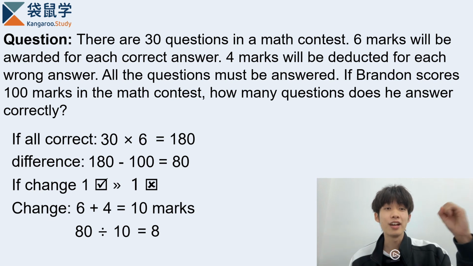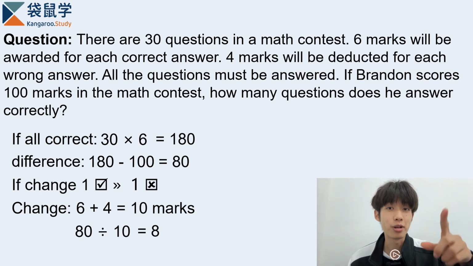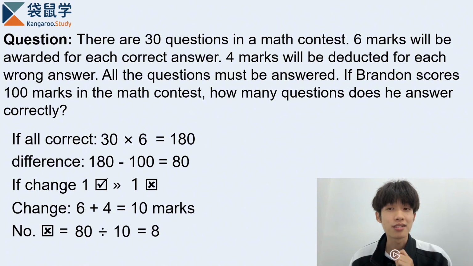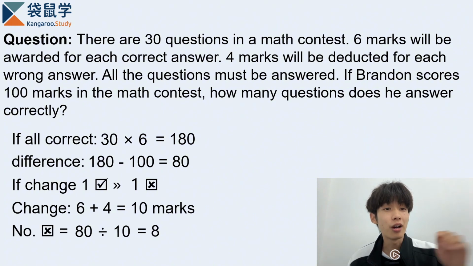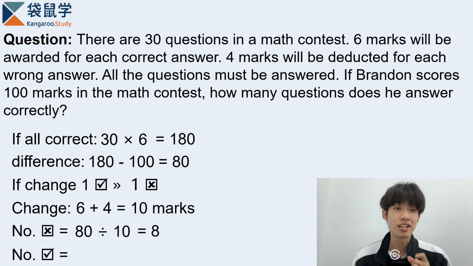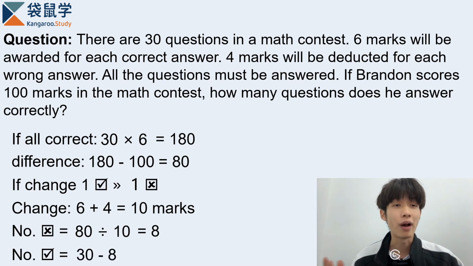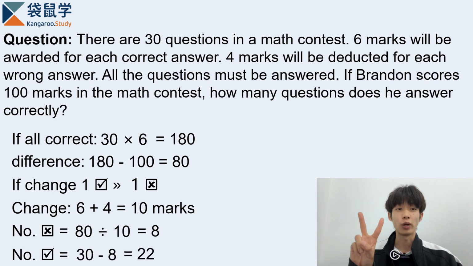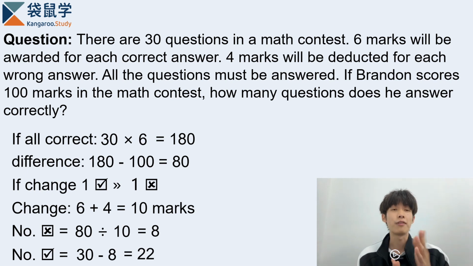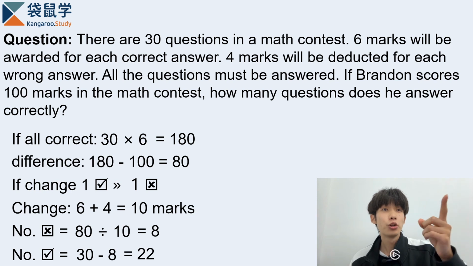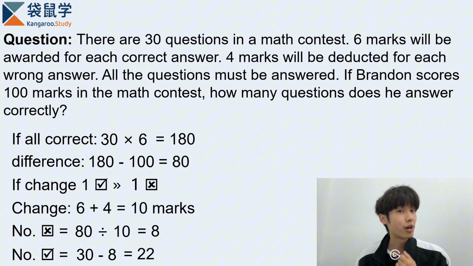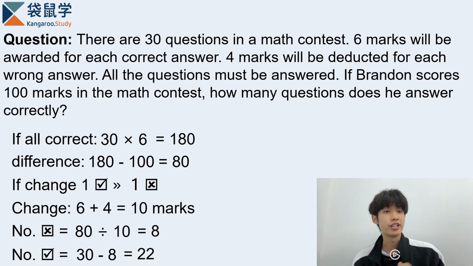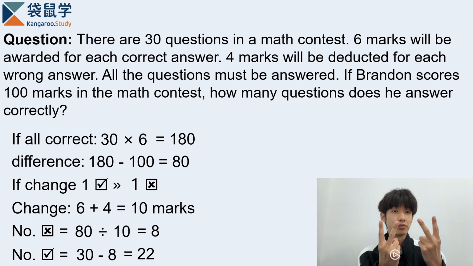And here we have 8 wrong answers. So it represents the number of wrong answers. And how can we get the number of correct answers? We can just use the total number, 30, minus 8, which gives us 22. And here we have already solved this question. For this question, do we have a chicken? Do we have a rabbit? No, but we can also call this a chicken and rabbit problem because it has the requirements, which are 2 totals and 2 single values.